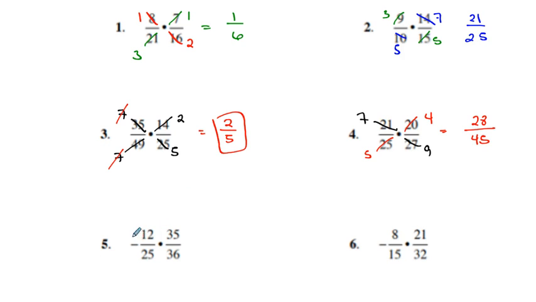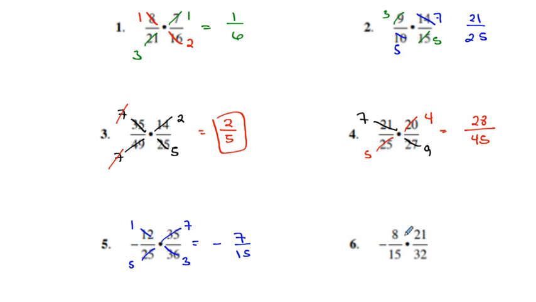Now we've got a negative times a positive. A negative times a positive is going to be a negative, so my answer is going to be negative something. 12 and 36, both divisible by 12. 12 goes in there once, 12 goes into 36 3 times. 5 and 35 again. 5 goes into 25 5 times. 5 goes into 35 7 times. So 1 times 7 is 7. 5 times 3 is 15. So negative 7/15 is the answer.